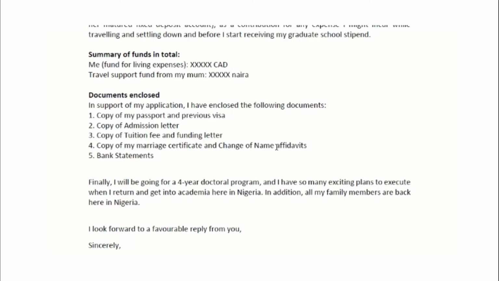Watch out for that. So I attached bank statement, the one that shows what my mom gave to me, and then my copy of my passport and previous visa that I had when I traveled to Spain. That was the only visa I had, so I put it there. So copy of admission letter, copy of tuition fee, funding letter, marriage certificate. I did not have so many documents because I have funding from the school, so I didn't have to show statement of account, letter from sponsors, letter from my uncle, letter from my dad, because I had the funding.